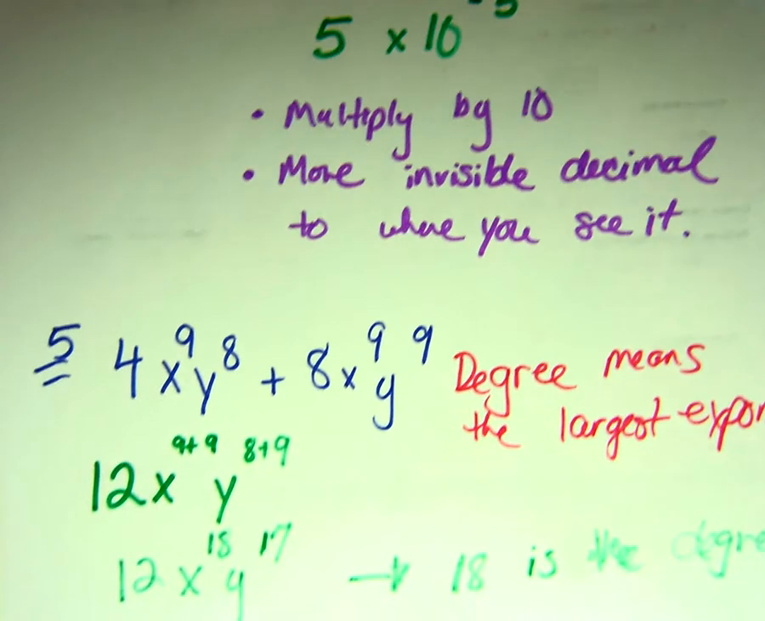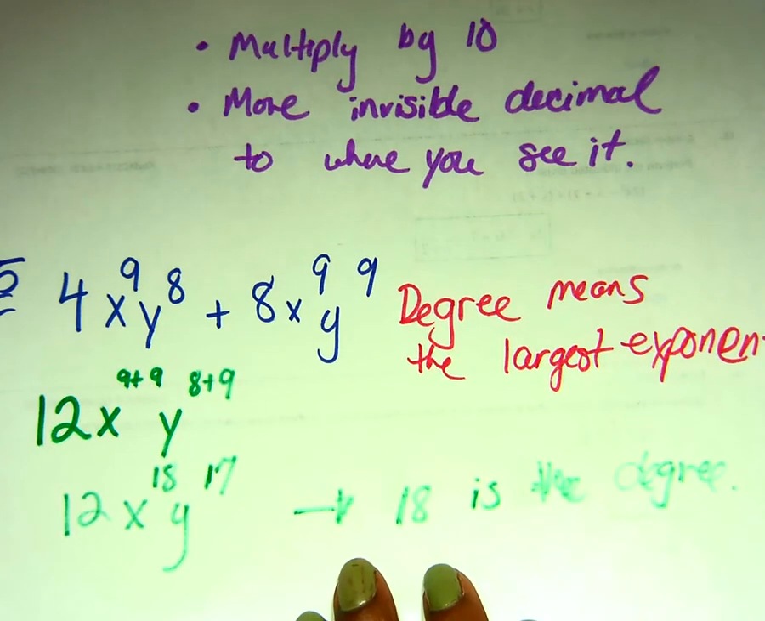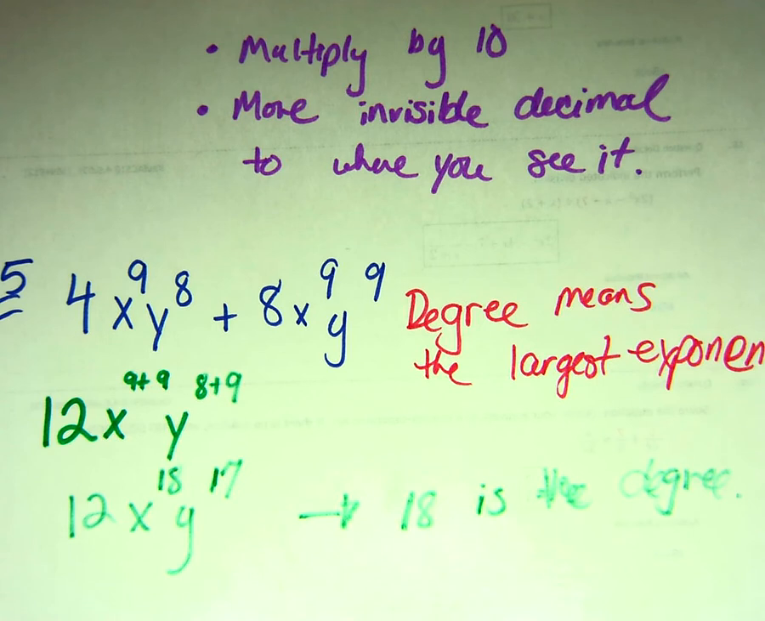Your next one, still pertaining to exponents. Let me erase this. It is asking for your degree. This is kind of blurry right here, but hopefully you can see the 18. So I'm going to combine my like terms, and while I'm doing all that, I'm also going to be mindful of what the instructions are. The instructions for this particular example say that the degree means the largest exponent.